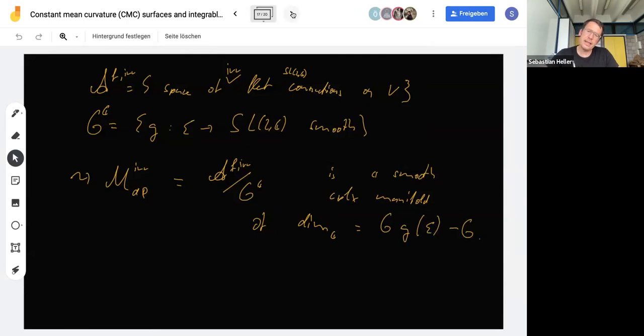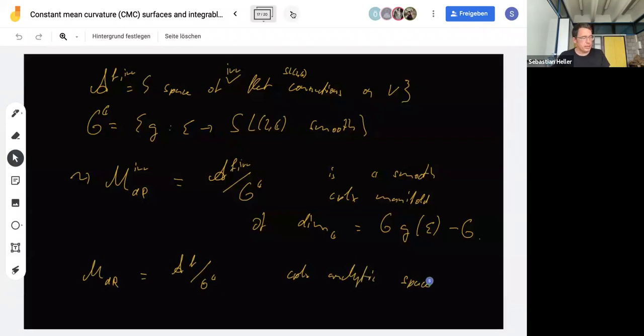And then if we put the reducible or the totally reducible points, we still get a nice complex analytic space. So M, the Riemann moduli space, is the space of flat connections modulo the gauge group, and it's still a somehow nice complex analytic space of the same dimension, but of course with some kind of singularities.